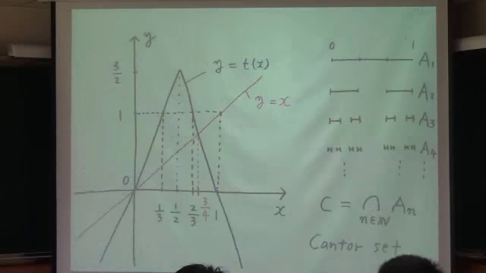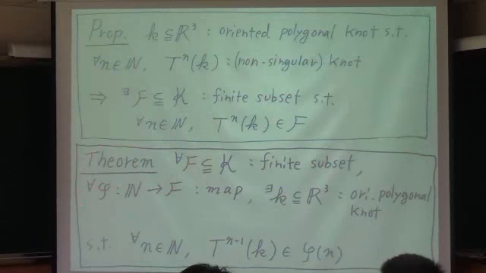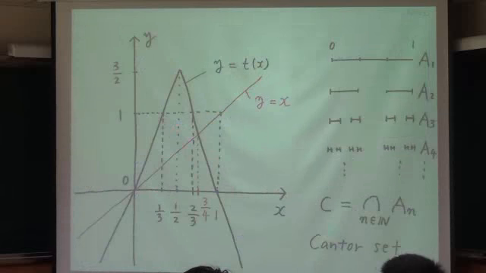So okay, let me show how to prove this theorem. First I review known properties of this tent map. This is the graph of the tent map. So remember the tent map. Now I consider T as a map from R to R.